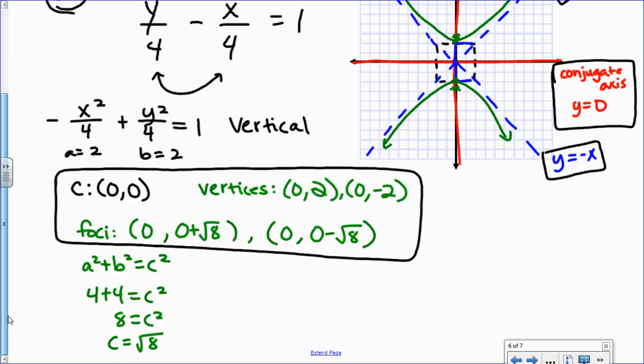Questions about this? Okay, we're going to look at an example before we do a graph where the center moves. We're going to look at an example where we're given the graph and then we have to write the equation, because I think that will help us then.